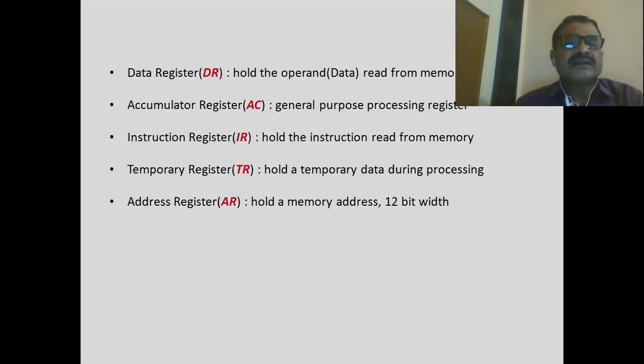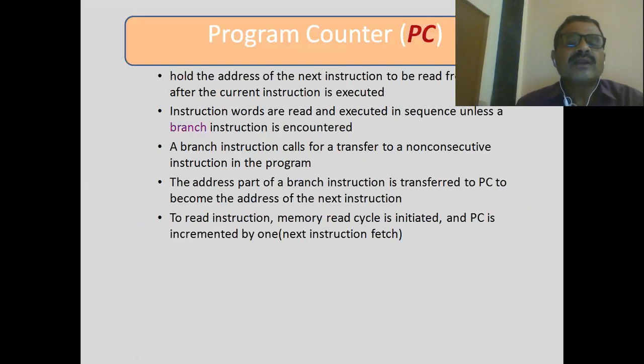Next, you studied the DR, AC, IR, TR, and AR. Now let us see one of the registers called program counter in brief. Program counter holds the address of the next instruction to be read from the computer memory after the current execution of the instruction is over. Instruction words are always read and executed in a sequential manner unless a branch instruction is encountered for further instruction to be executed.